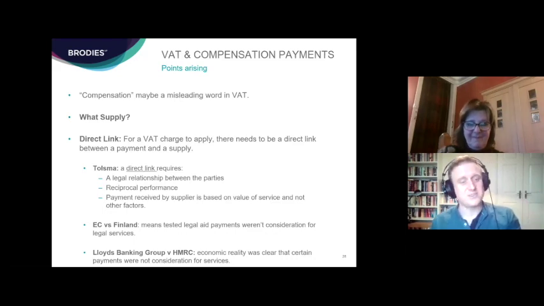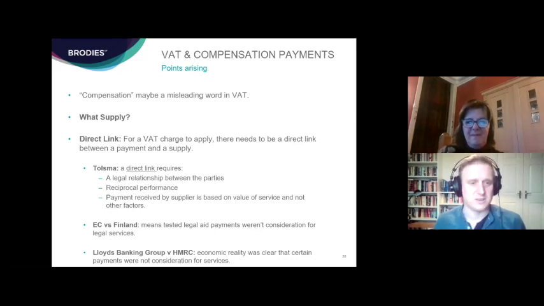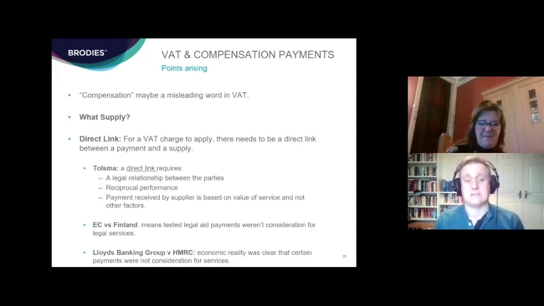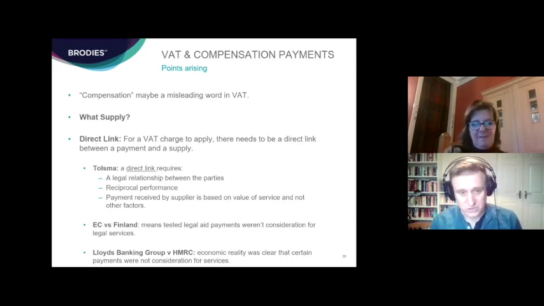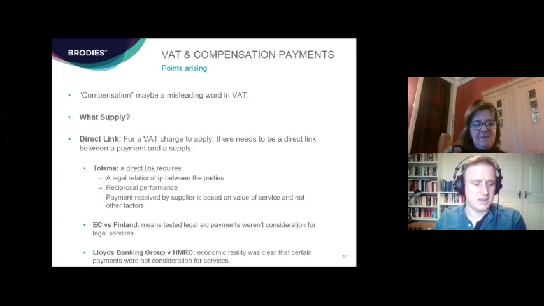And in the Tolsma decision, the ECJ said, look, there is no VAT on the money in this guy's hat. And the reason for that is because there's no direct link, because direct link requires three things. You need to have a legal relationship between the parties, such as a contract or agreement. That is absent here. And under the terms of that legal relationship, there needs to be reciprocal performance. Something is done in exchange for something else being done. And it needs to be reciprocal, so it needs to be both sides required to perform.